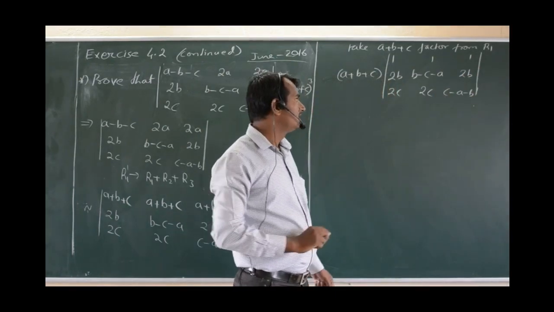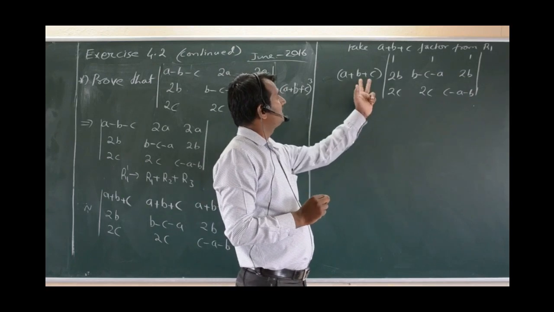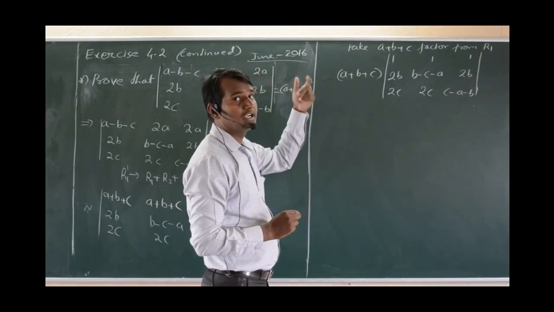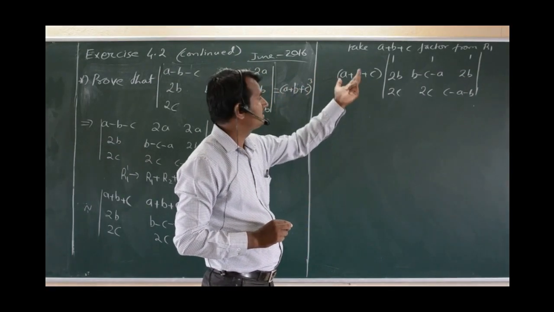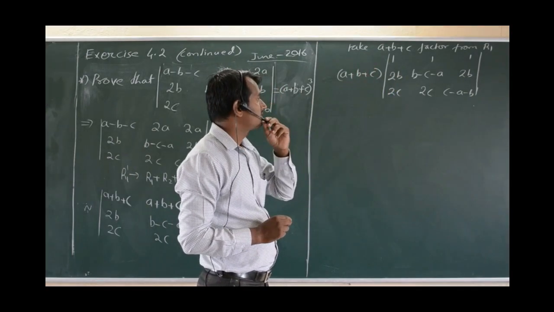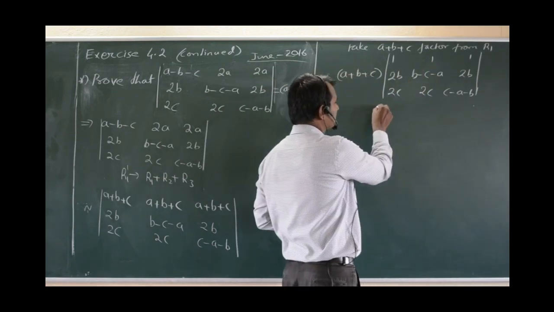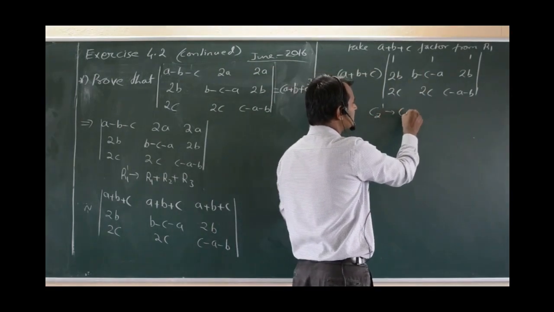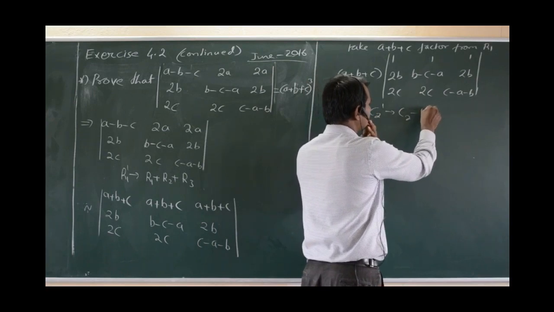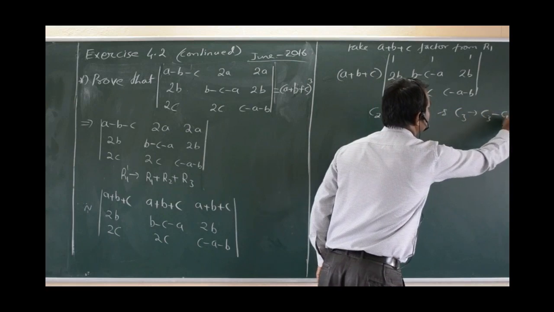Dear friends, now what do we require to prove? Again we require a plus b plus c whole cube, but only raised to the power 1 we are having now. So what we can do here is make use of a column operation, that is C2 dash equal to C2 minus C1 and C3 dash equal to C3 minus C1.